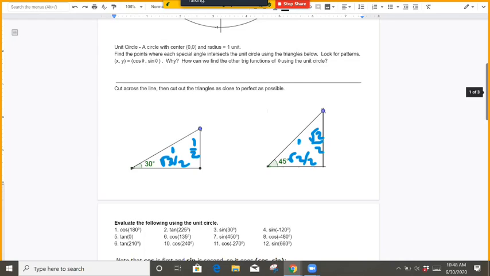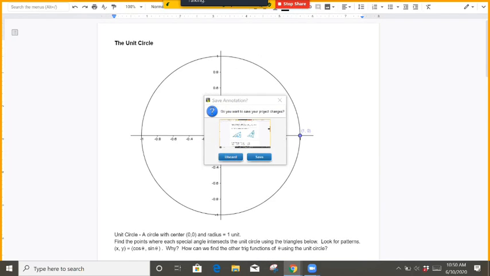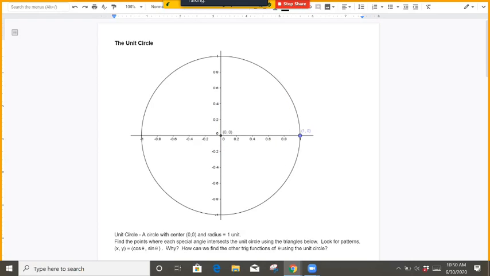Okay, so now what I'd like you to do is just cut these out, and then we're going to use this circle up here and place them on the circle to find a bunch of angles.